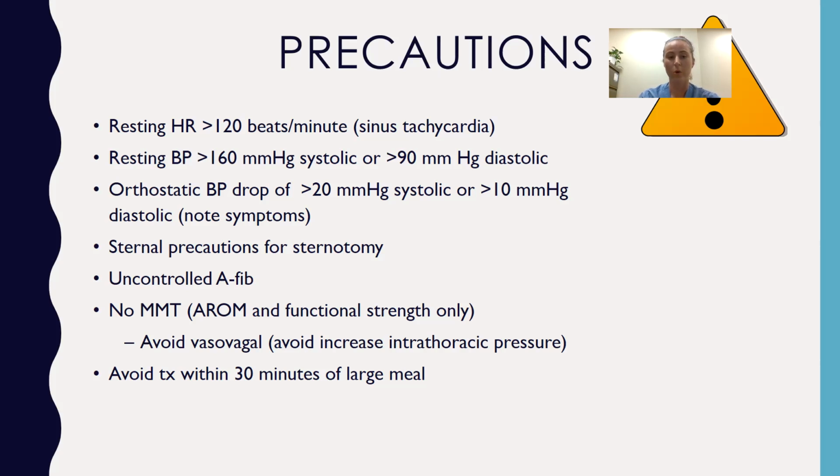Sternal precautions, we'll go over that a little bit later. If they have uncontrolled AFib. And then you also don't want to be doing a manual muscle test with these patients because you want to avoid a vasovagal episode. You want to try to avoid that increased intrathoracic pressure that can cause damage to their sternotomy. So your strength assessment will focus more on active range of motion and functional strength only.